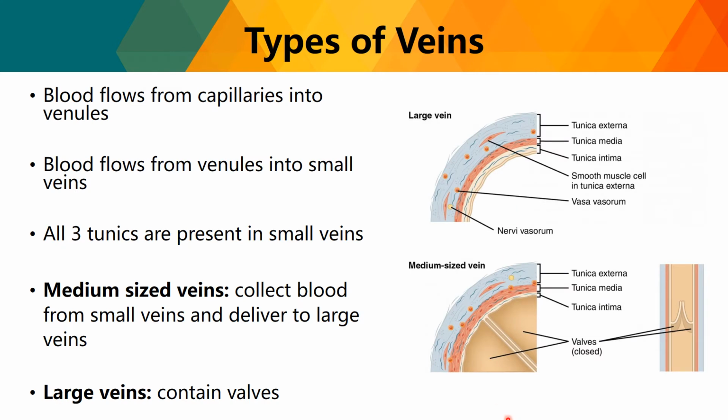Next is the types of veins. So, from the capillaries, blood flows into venules, and then from venules, it flows into small veins.